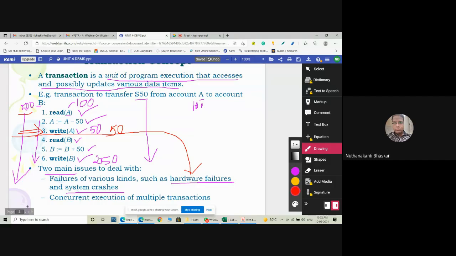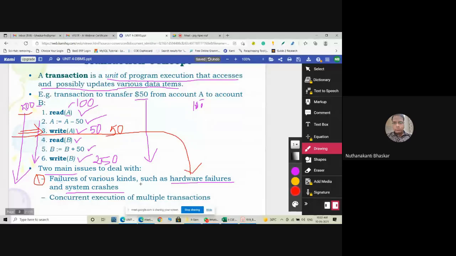Then the first case, I am telling how the transaction is going to fail. There is some hardware failure or any kind of fire accident or system crash. Now the transaction is going to fail. Why can I say the transaction has failed? Here we deducted $50 from A.